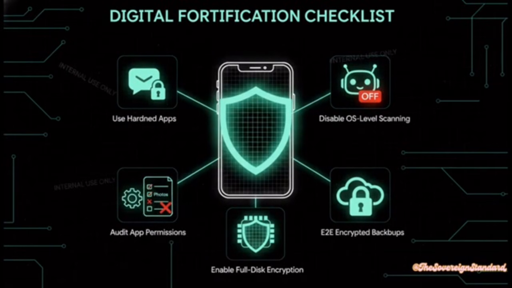You also need to audit which apps have permission to access your photos and media. Seriously, you might be shocked at what you find. And crucially, own your data. Enable full disk encryption to protect your device if it's ever lost or seized, and use end-to-end encrypted backups so not even your cloud provider can snoop on your files.